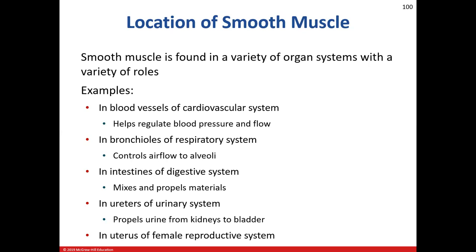We're also going to see smooth muscle in the ureters of the urinary system, which helps to propel urine from the kidneys towards the bladder, and then also tries to expel it out of your urinary system. And then we also find it in the uterus of the female reproductive system, particularly as we go through birth and delivery.